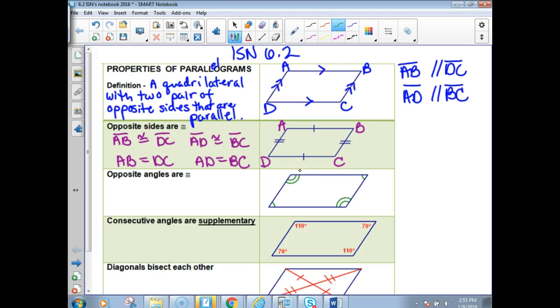I'm going to label the next one ABCD. Just keep doing that. Another property of every parallelogram is that opposite angles are congruent. So in this case, angle A is congruent to angle C, and angle D is congruent to angle B, which means their measures are the same. And of course, you could write the measure of angle A equals the measure of angle C. That's how that's read. Measure of angle D equals the measure of angle B.